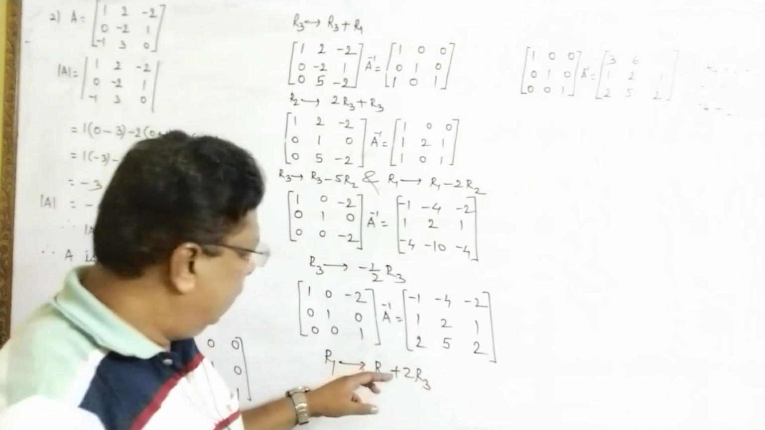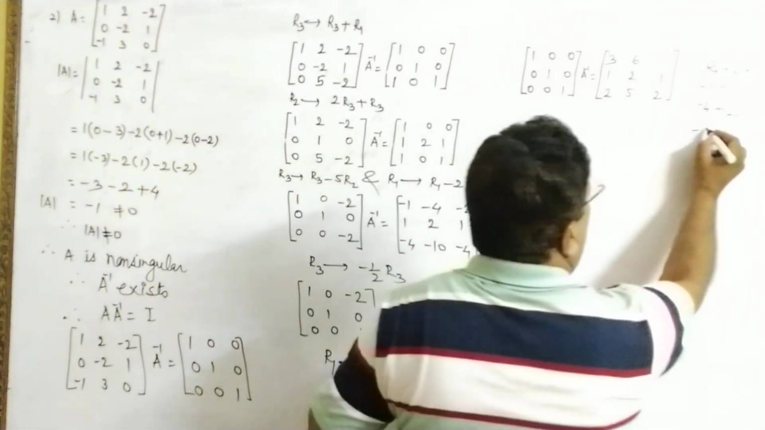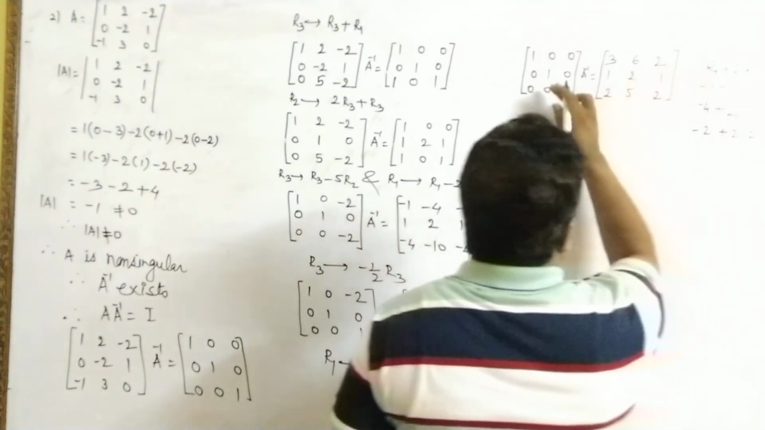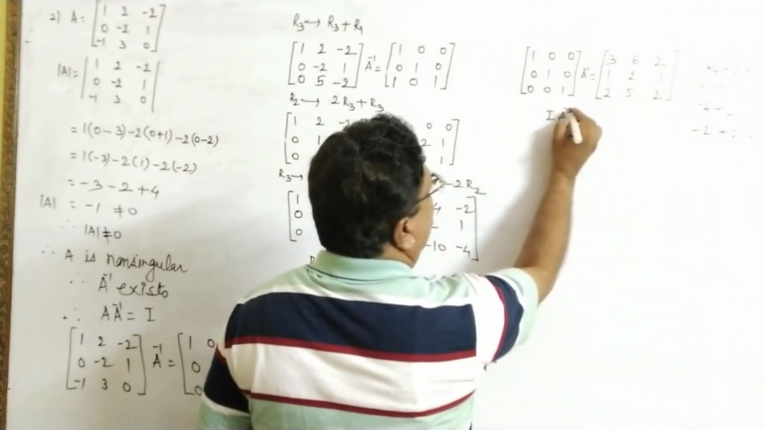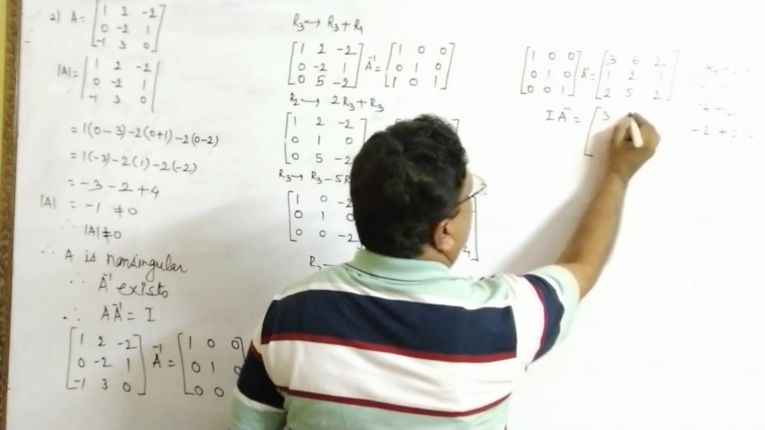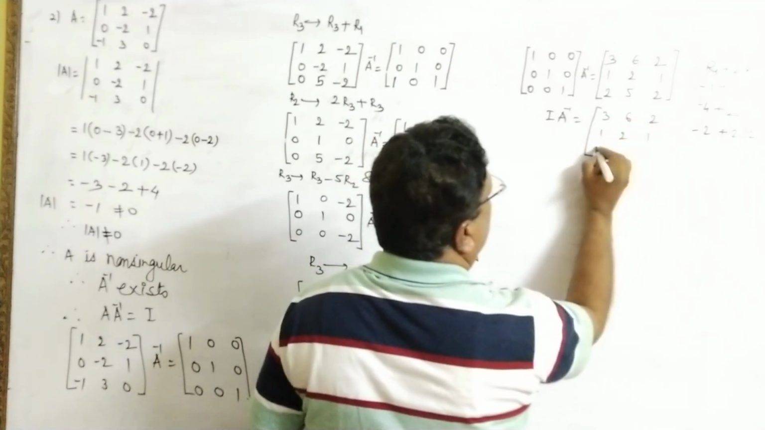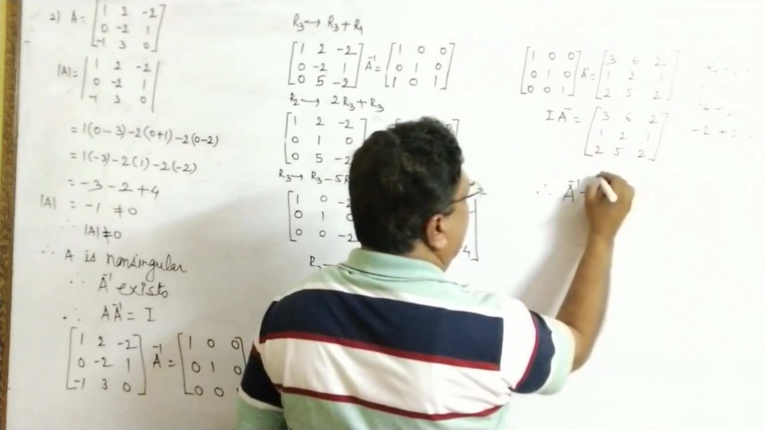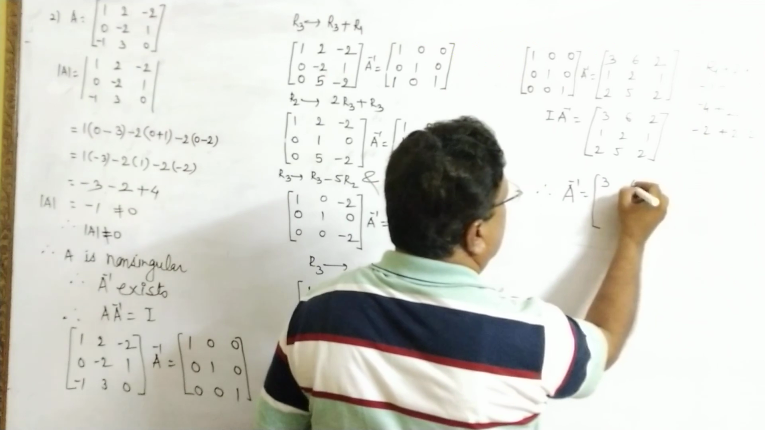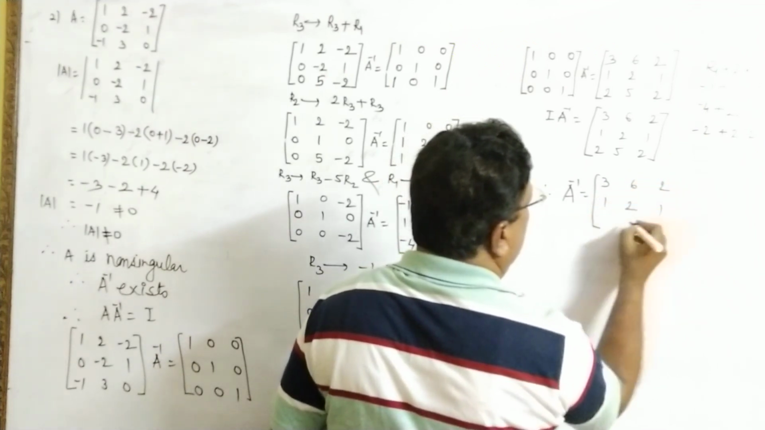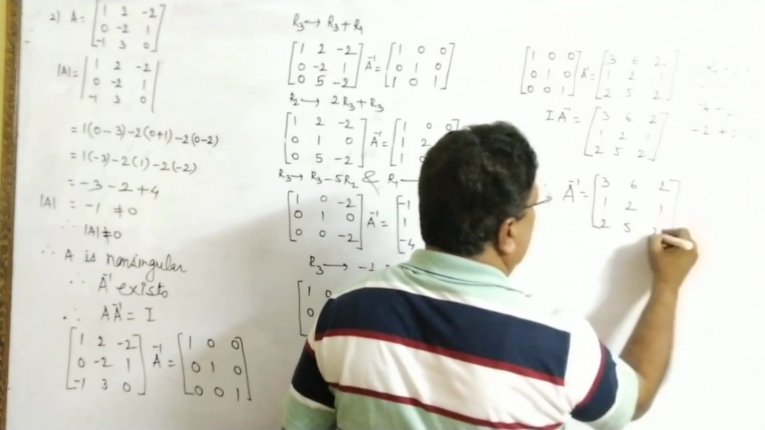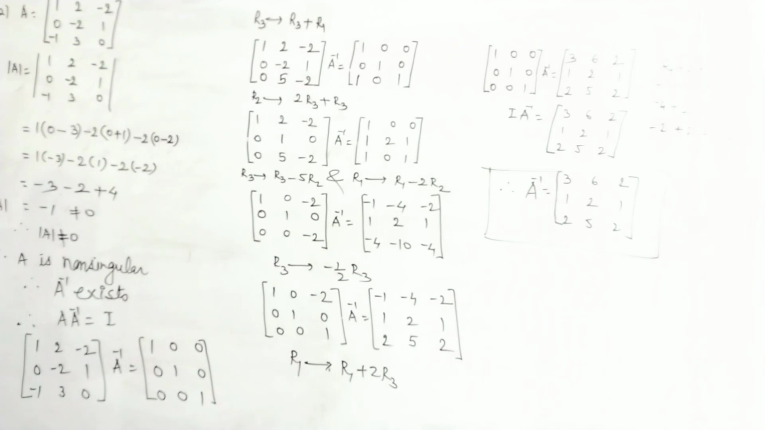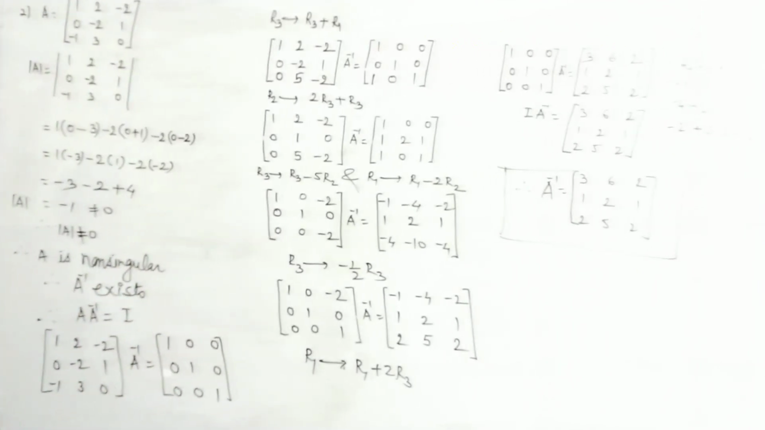Next element is minus 2 plus 2. R3 is 2. 4 minus 2 is 2. So this is I into A inverse is equal to 3, 6, 2, 1, 2, 1, 2, 5. I into A inverse is A inverse is 3, 6, 2, 1, 2, 1, 2, 5, which is the required inverse matrix by using elementary row transformation method.